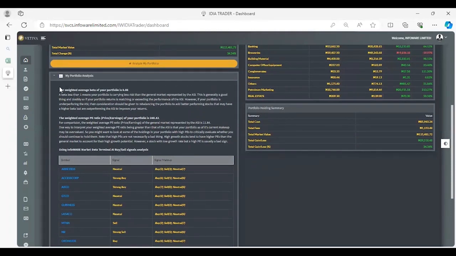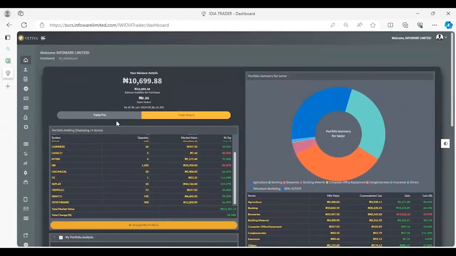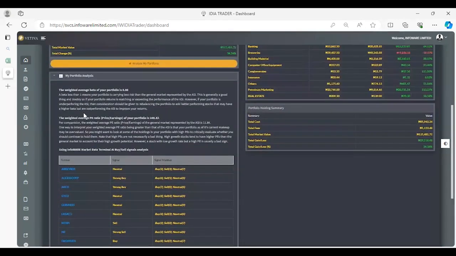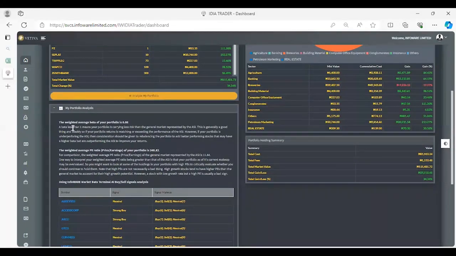You have what we call the weighted, basically a technical analysis of your portfolio. Now, like I mentioned earlier, the IDIA trader caters for different levels of investors: beginners, intermediate and advanced investors. If you're an intermediate or advanced investor, you have familiarity with all of these investment technical concepts around beta, alpha of a portfolio, right?